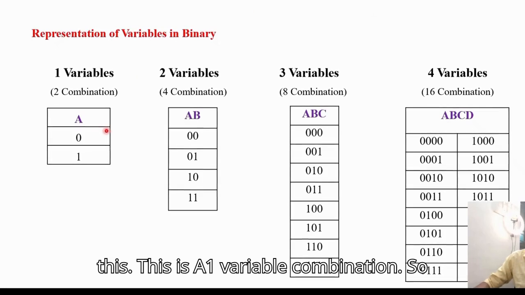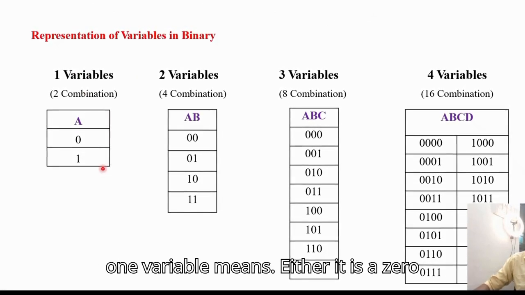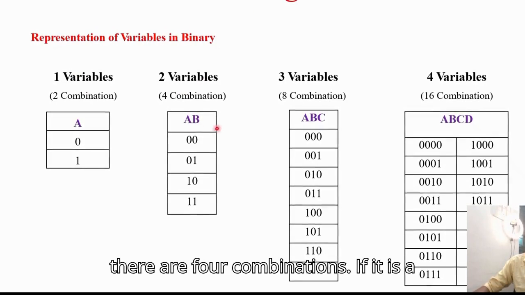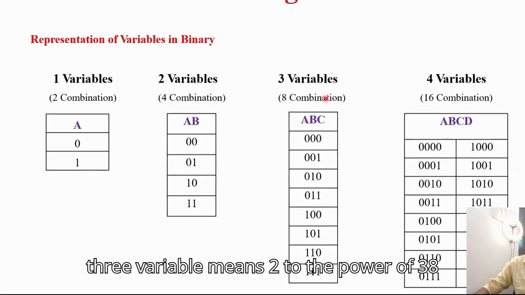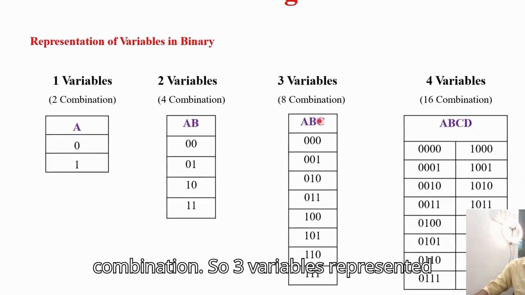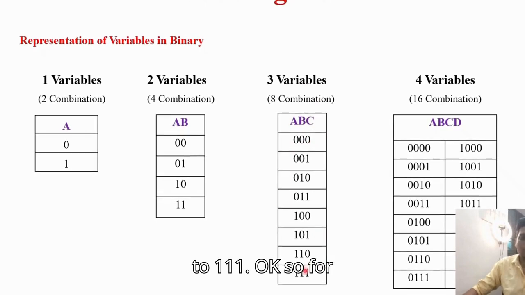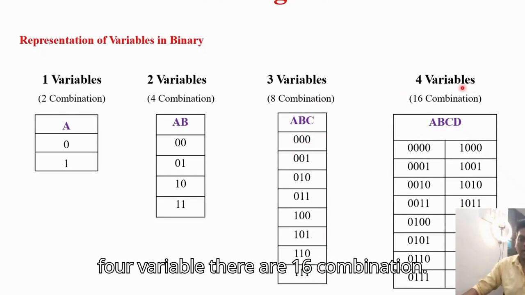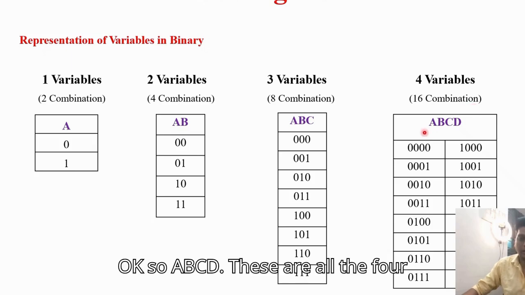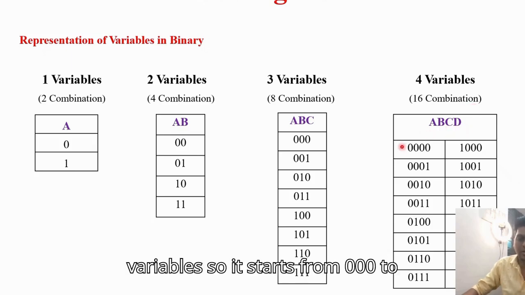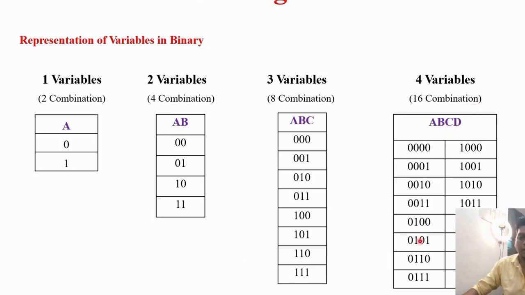This is a one-variable combination. One variable means either 0 or 1. A 2-variable case means AB, so there are 4 combinations. A 3-variable case means 2 to the power of 3, 8 combinations, represented by A, B and C. It starts from 000 to 111. For 4 variables there are 16 combinations: A, B, C, D are the 4 variables, starting from 0000 up to 1111.